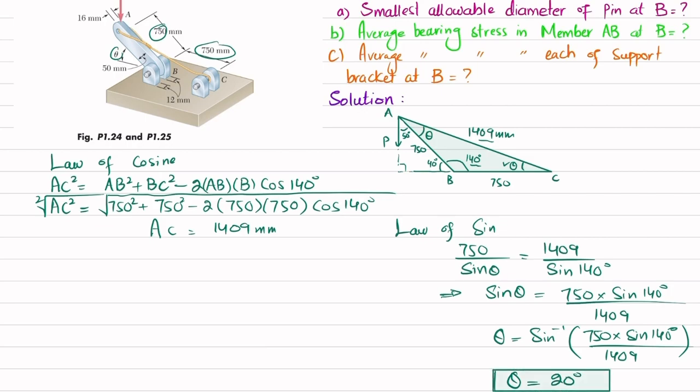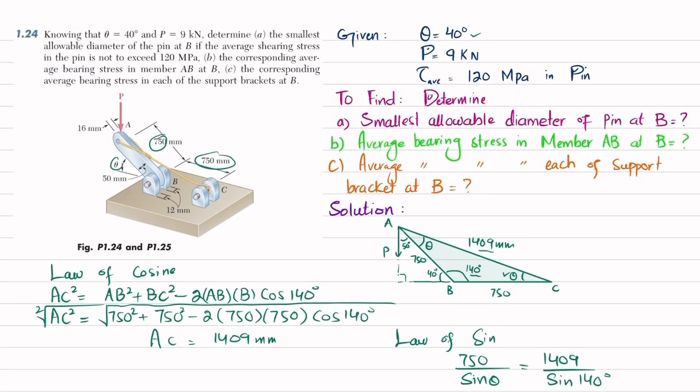Now this angle is 20 degree. I will replace this theta with 20 degree. So this angle will also be 20 degree. And you can see that this is a right angle. So 50 plus theta plus 20 will be equal to 90 degree. So theta will also be 20 degree. So from here we get this theta is also 20 degree.